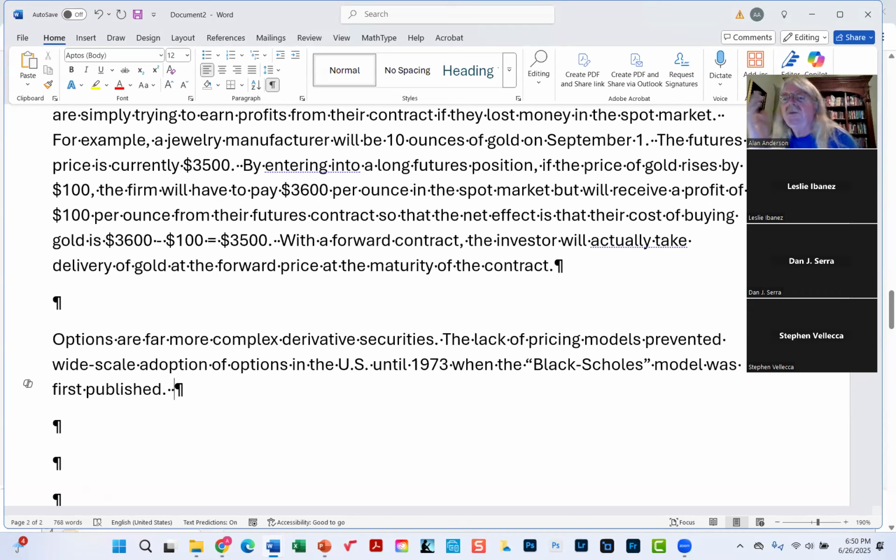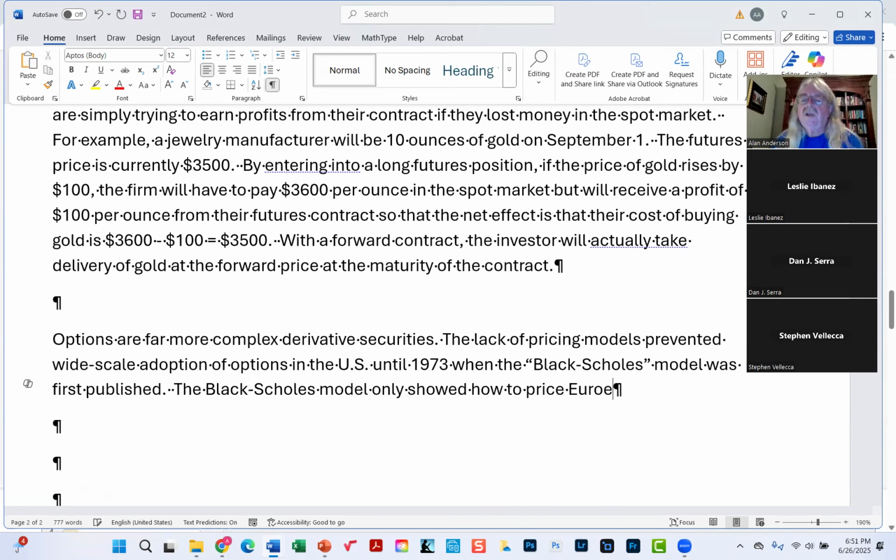And that really kind of blew the roof off of the whole market because even though the Black-Scholes model was very specialized, as it first came out, it only showed how to price European call options on non-dividend paying stocks. That's it. That's all it was meant to do.